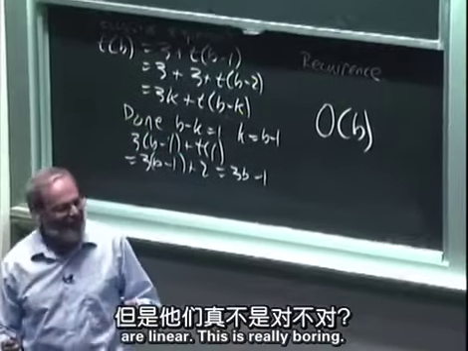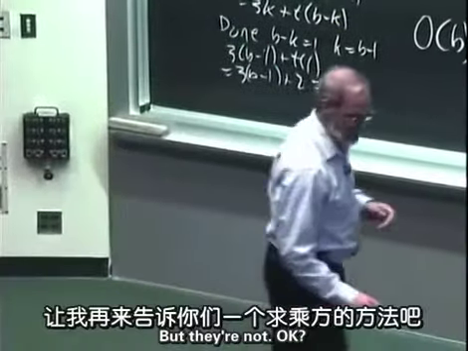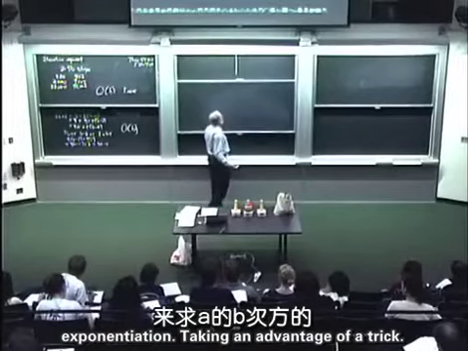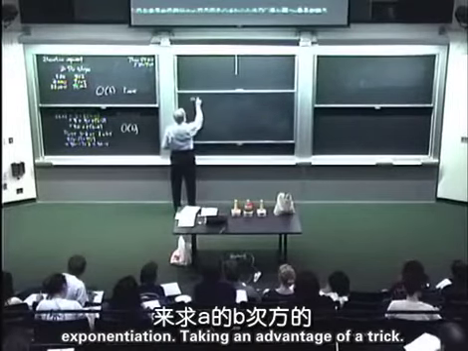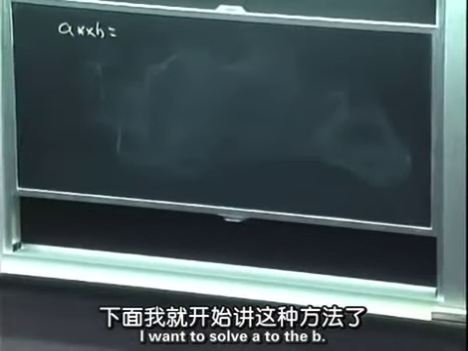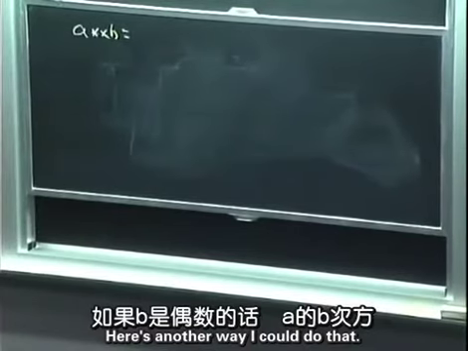Okay. At this point, if we stopped, you'd think all algorithms are linear. This is really boring. But they're not. Okay, so let me show you another way I could do exponentiation, taking advantage of a trick. I want to solve a to the b. Here's another way I could do that.